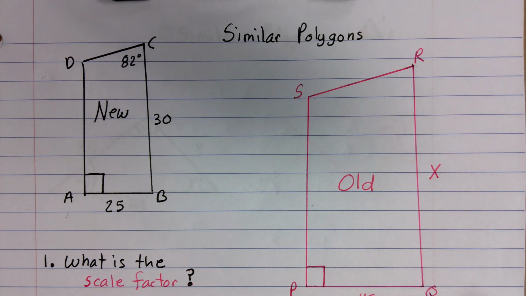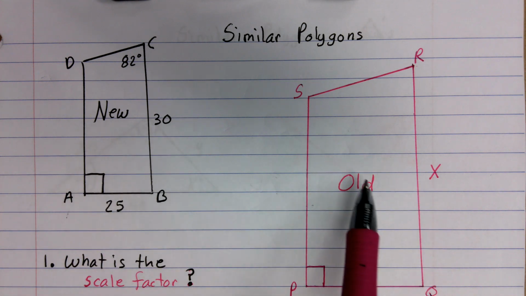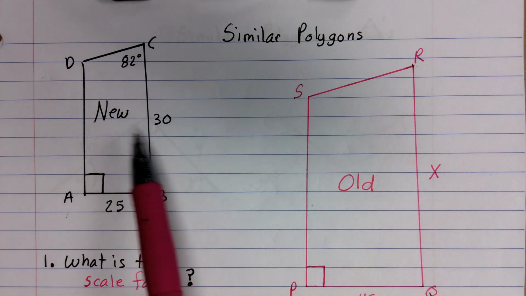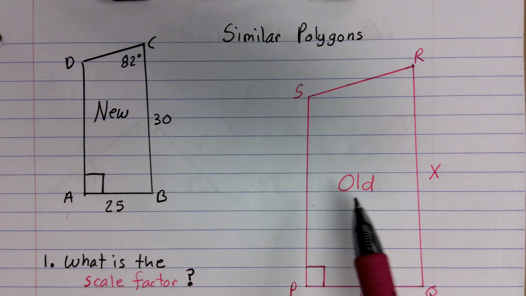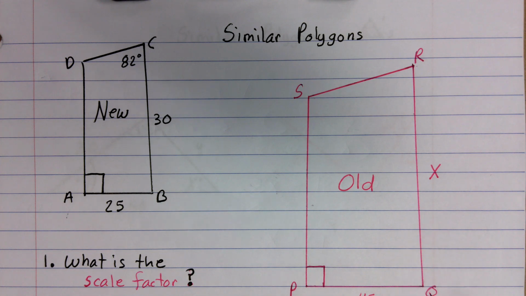In this particular problem, we have two shapes that are similar. We have this first shape here, and then we have this second shape here. Notice I wrote new and old. This first one was stated first in the problem, so it's going to be our new shape. And this one was stated second, so it's going to be our old shape.